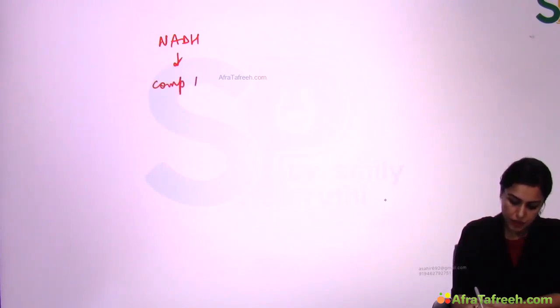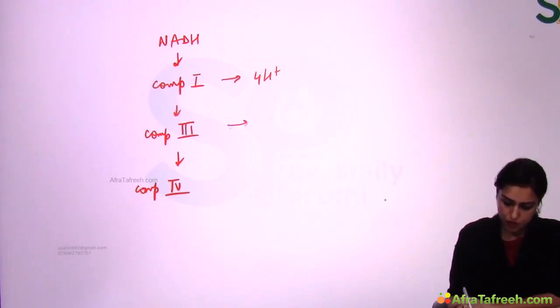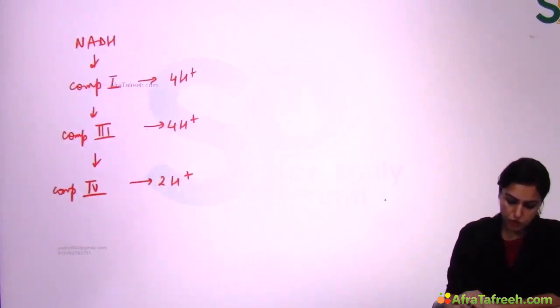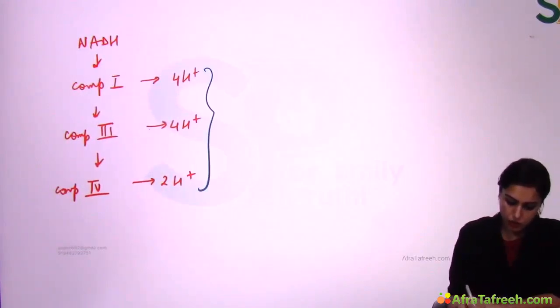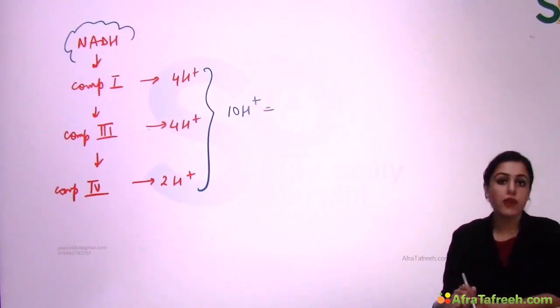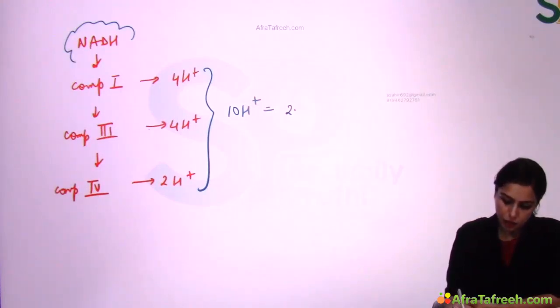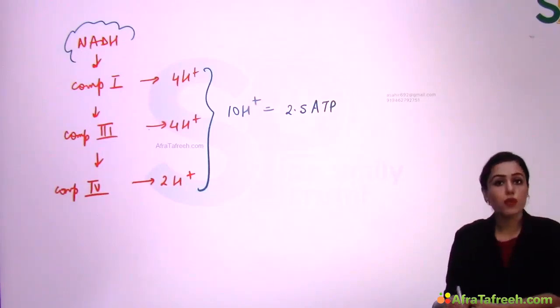So we see here that when one NADH enters ETC, then 3 complexes are involved: complex 1, complex 3 and complex 4. Complex 1 is giving 4 protons, complex 3 also 4 protons, complex 4 is giving 2 protons. So here 10 protons are total. How many ATPs do they give? You know, one NADH gives 2.5 ATPs. So 10 protons give 2.5 ATP.